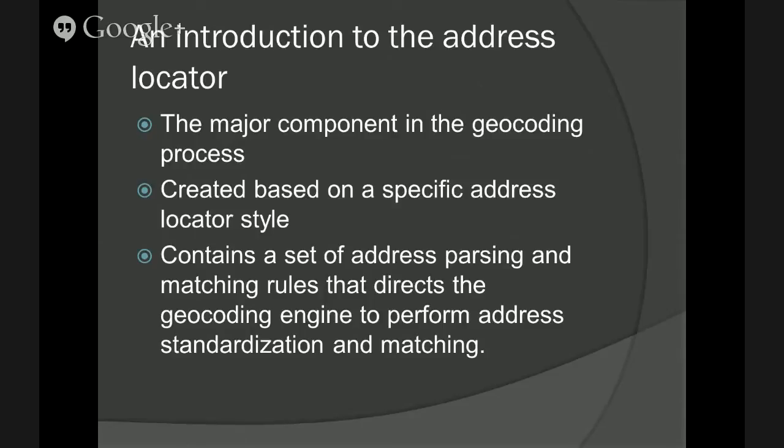Some styles might be what we call a dual range address locator, where we have even and odd addresses on the left and the right side of the road, whereas other geocoders might only use zip code. So remember that we call the engine that does the geocoding the address locator, and there are many different styles of address locators, and you pick that based on the needs of your analysis.